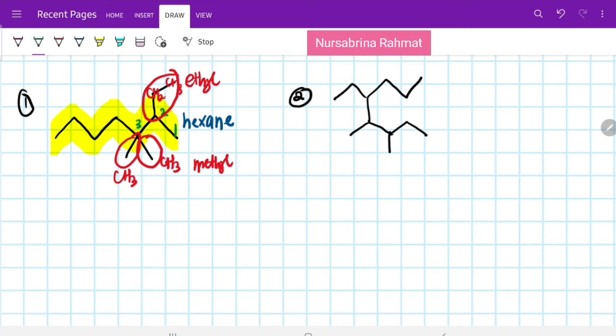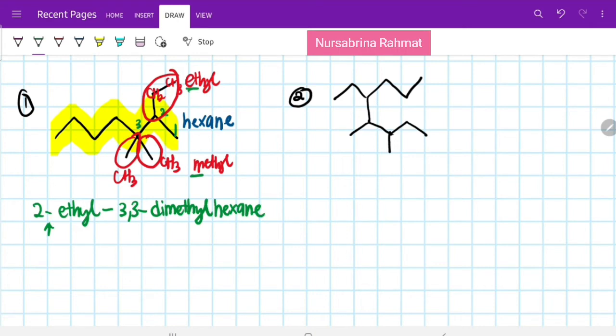Let's write down the full name of your compound number 1. We need to arrange the substituents in alphabetical order, so ethyl comes first, followed by methyl. So it's 2-ethyl. This hyphen is to separate numbers and names. Then 3,3-dimethyl. Why di? Because we have 2 methyl substituents. So 3,3-dimethyl hexane.